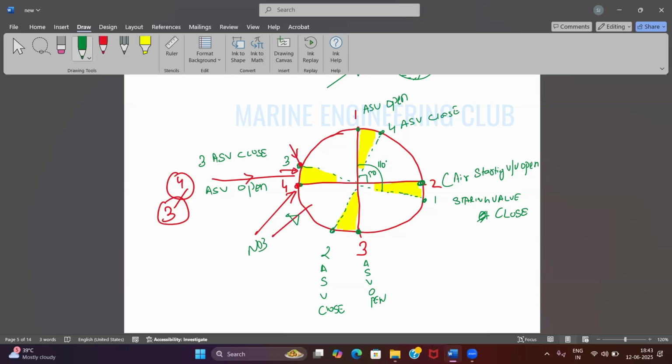If my flywheel stops at any given position, I can start my engine with air. I don't have to manually turn my engine. Agreed? Agreed, sir. Okay. So this shaded region that is present over here is known as the air starting valve overlap.